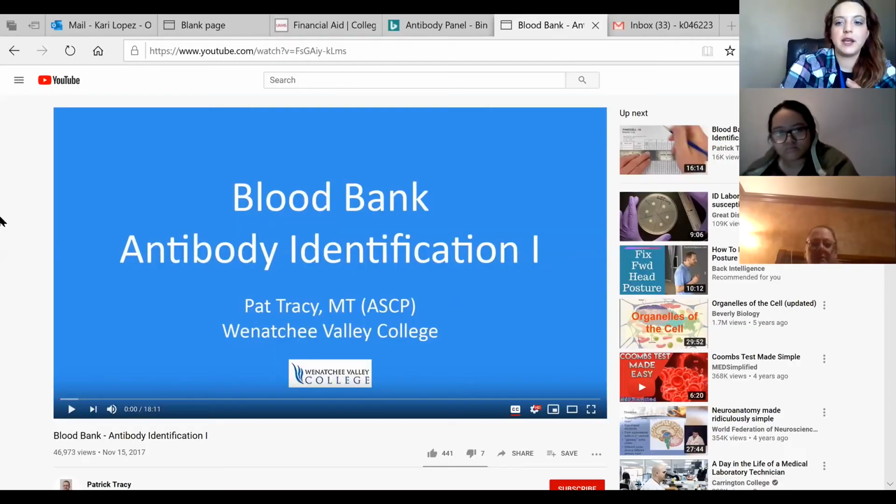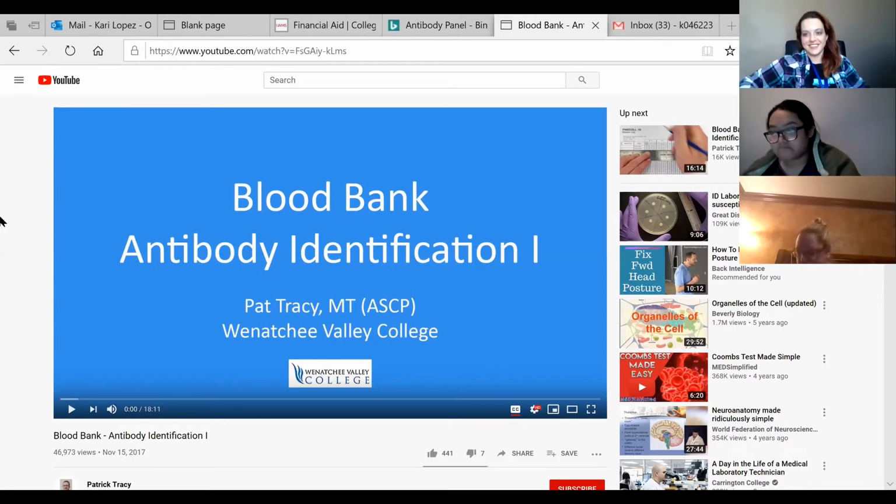Let me share this with y'all again. So it's on here. Share. Blood Bank Antibody Identification 1 by Pat Tracy at Wenatchee Valley College. Say that 3 times fast. Yeah. Okay.